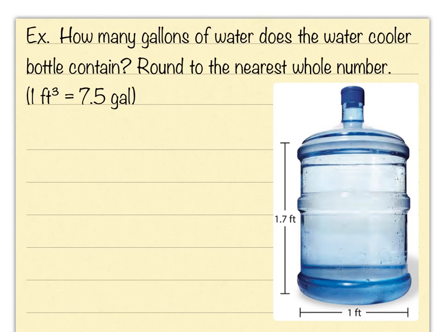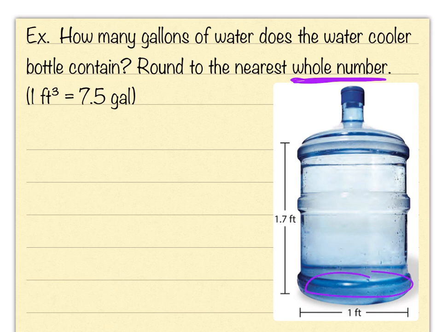All right, I want to go over one more problem that's like one of the ones on the homework. So I want to throw an extra one in here, and it says, how many gallons of water does the water cooler bottle contain? Round your answer to the nearest whole number. And so that's important. I'm going to underline that because this is the first time they've asked us to round to the nearest whole number. And so really what I'm doing is I'm just finding how much space is inside the water cooler, and because it's a cylinder, or mostly a cylinder, I'm going to find the volume of this cylinder.